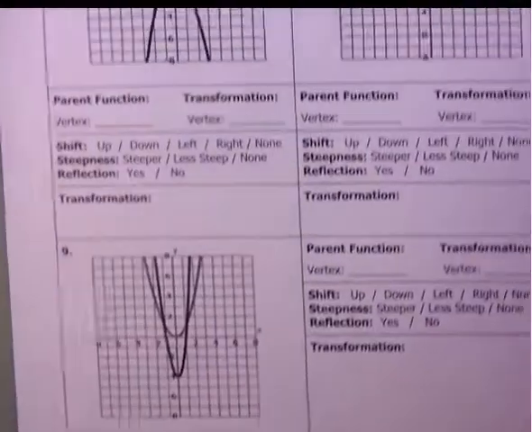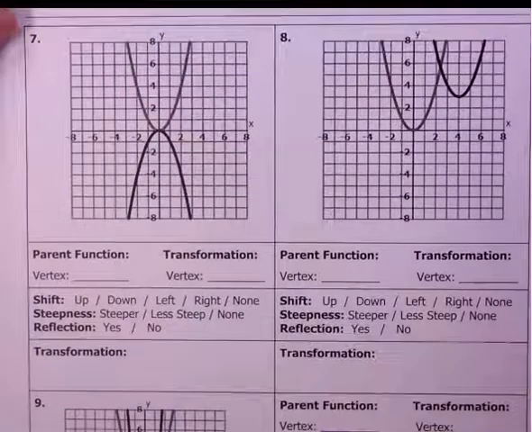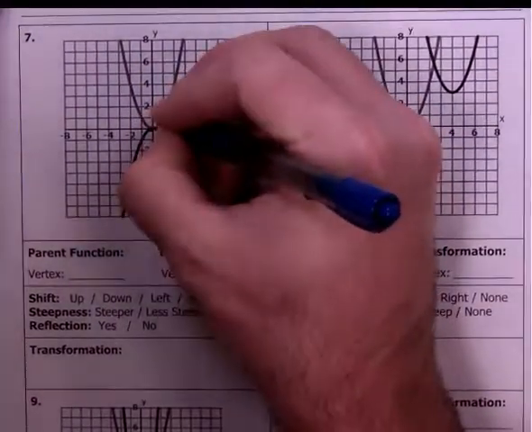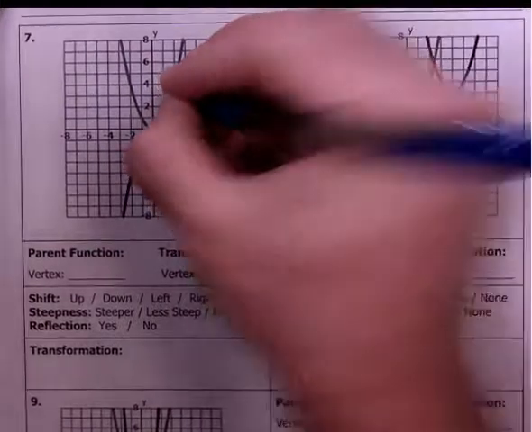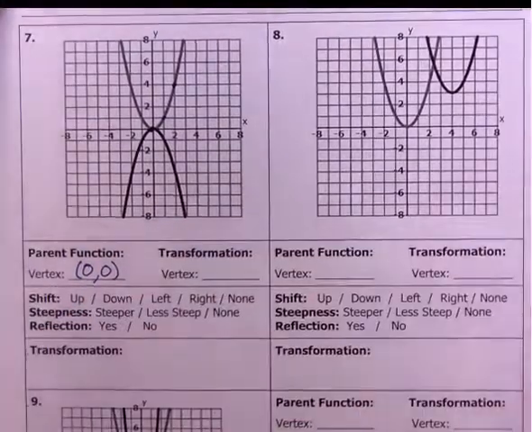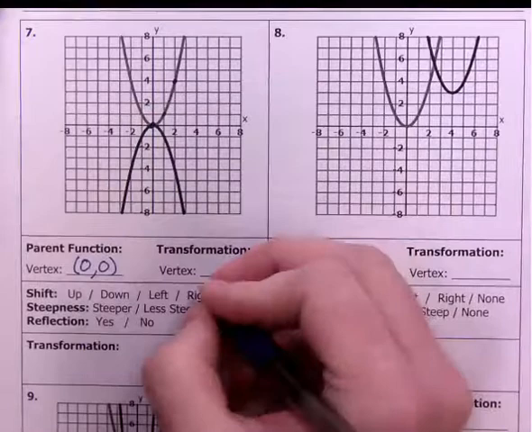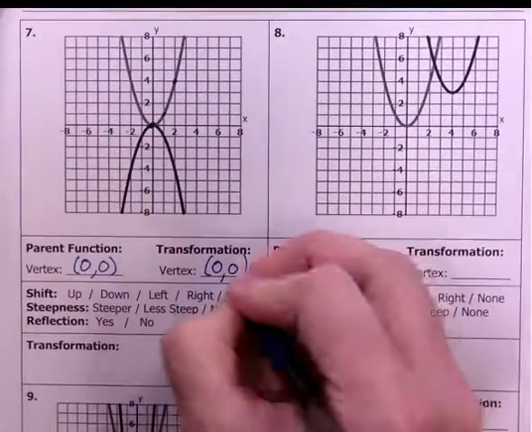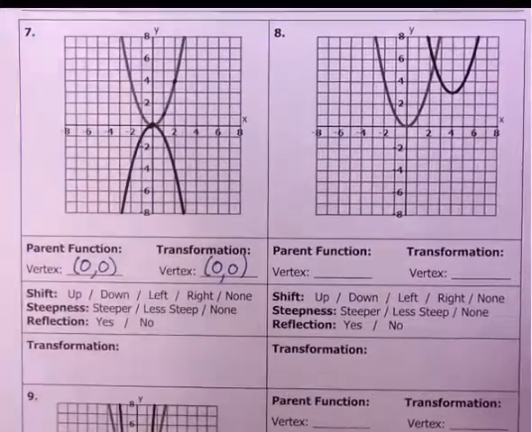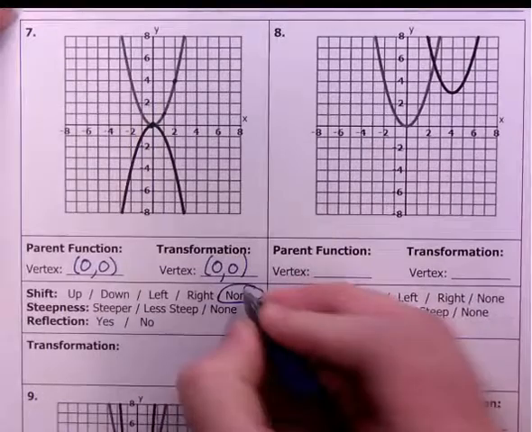All right, number 7. All right, here we go. Parent function 0, 0, 1, 1, 2, 4. Okay, the parent function vertex is 0, 0. Our new vertex, even though it's facing down, is still at 0, 0. Alright, did it shift anywhere? Shift up, shift down, shift left, shift right. No, these are still the same numbers, so we're going to say no shift.